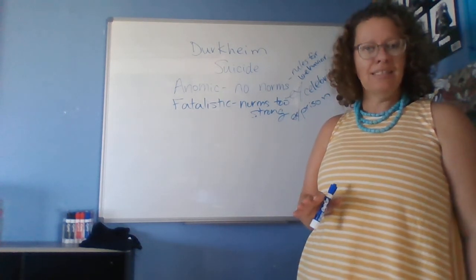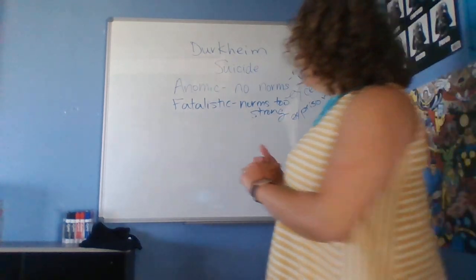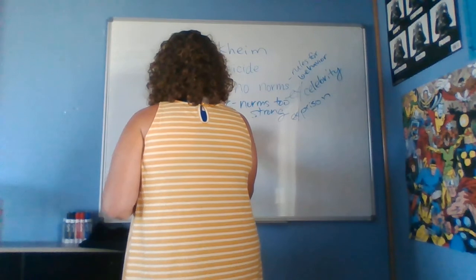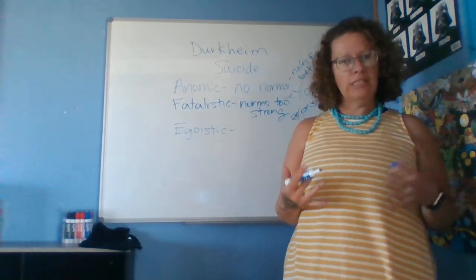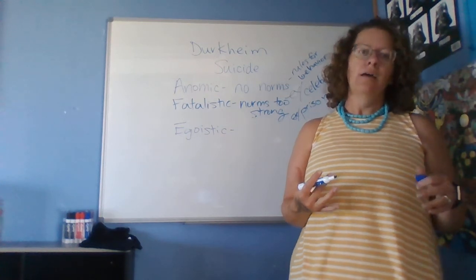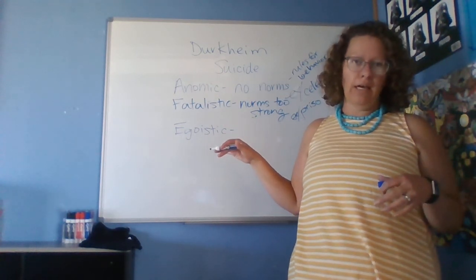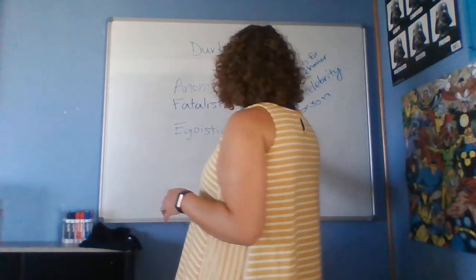So the next type of suicide is egoistic. This is what we kind of traditionally think of culturally. We kind of have this false dialogue that goes along with depression and suicide. And we think this is what we typically think of. This is weak social bonds.